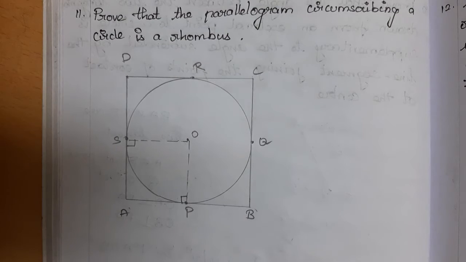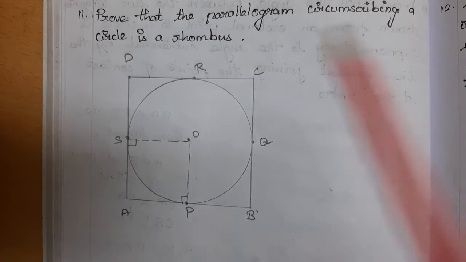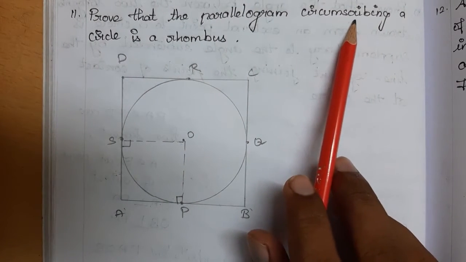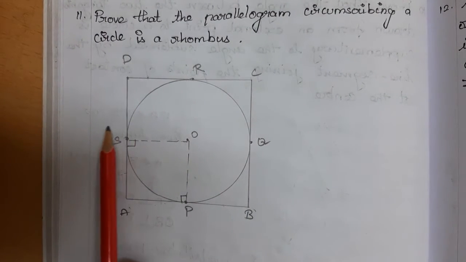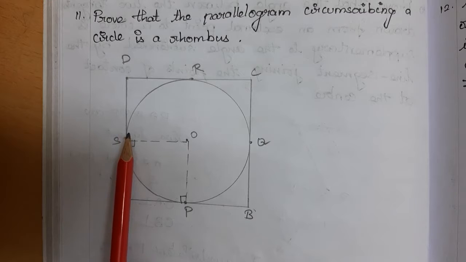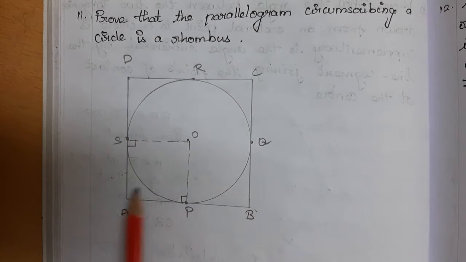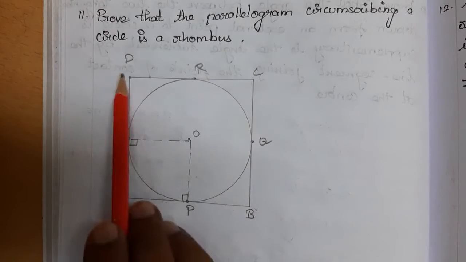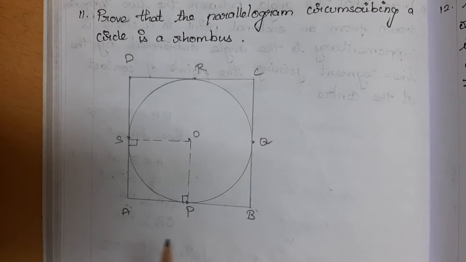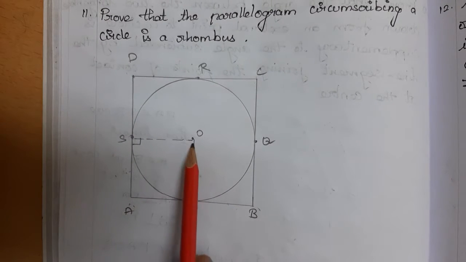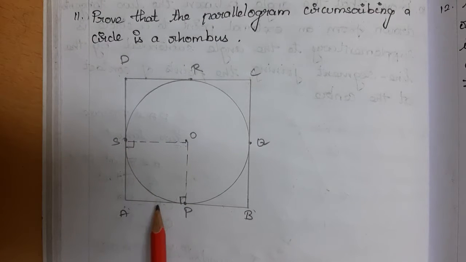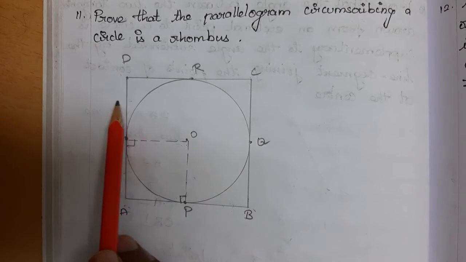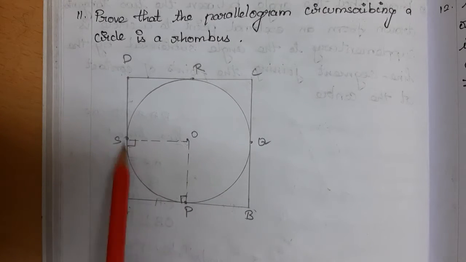Hi students, today we are going to continue with the problems. Prove that a parallelogram circumscribing a circle is a rhombus. So here is a parallelogram circumscribing, and we have to say it is a rhombus. Rhombus means we have to prove that AB is equal to BC is equal to CD is equal to AD, right? I have connected the center to the point of contact. This forms 90 degrees, and we know this side and this side are equal.